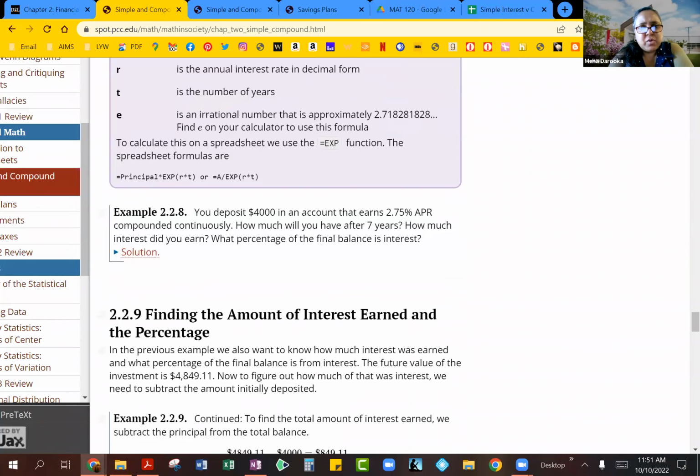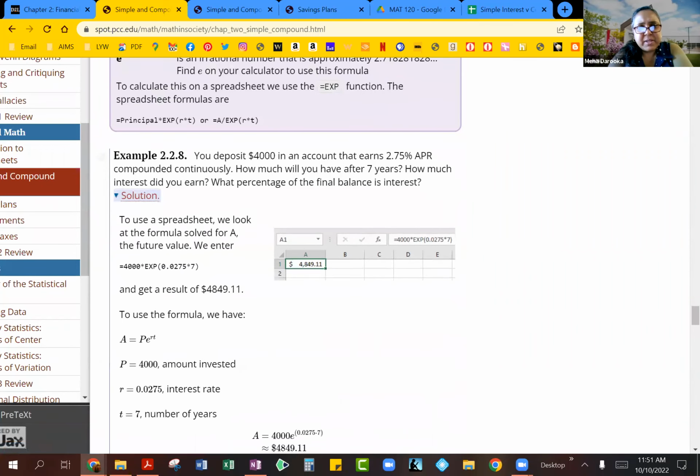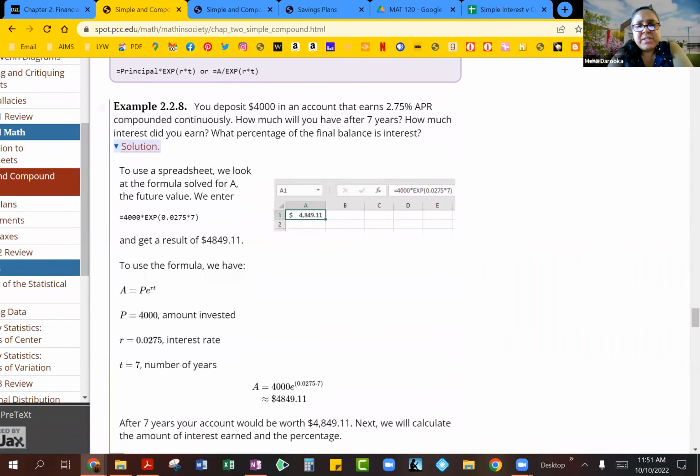So the way this formula works, let's take a look at this example here. They're telling us we deposit $4,000 in an account that earns an interest rate of 2.75%. And you will see they specifically will tell you that it's compounded continuously. And when they tell you it's compounded continuously, we know this is the formula that we are using. How much will you have after 7 years?